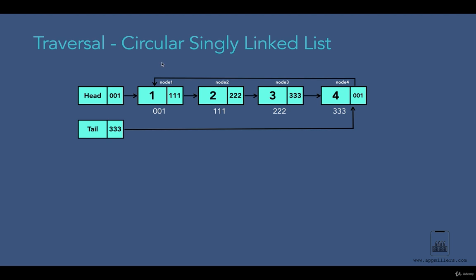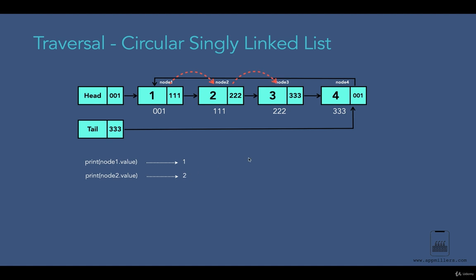Now the first thing that we are going to do, we are going to visit node 1 and print its value to the console. In our case, node 1's value is 1. Then we continue to the next node, which is node 2, and print its value to the console. Node 2's value is 2, so we print 2.